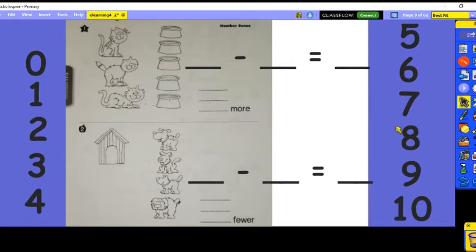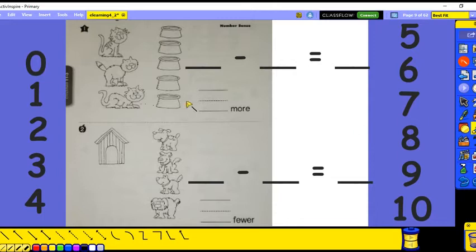So what we're going to do is we're going to draw a line from the cat to the bowl. We're going to match them up and see. Here's one, and here's one. Now, by looking at the picture, can you tell how many more bowls are just by how many are not matched up? That's right, there's 2 more bowls than cats.